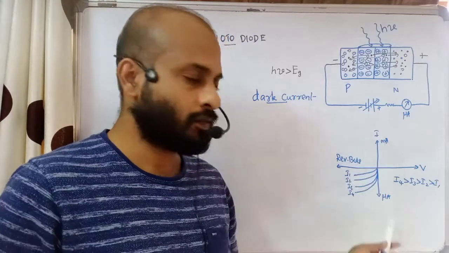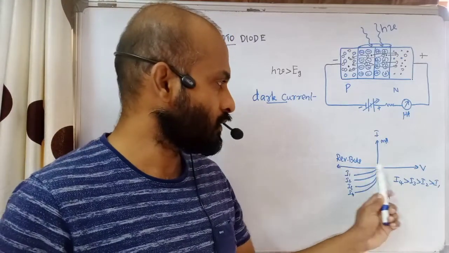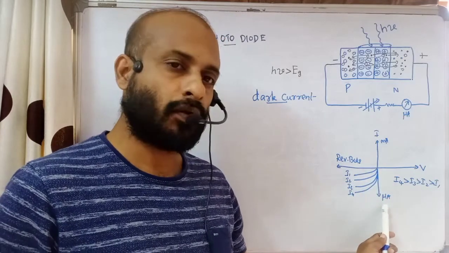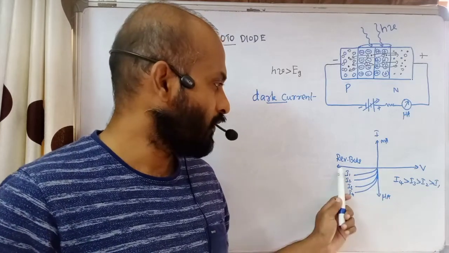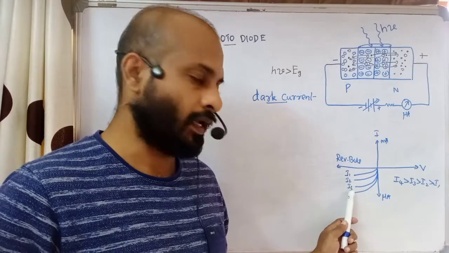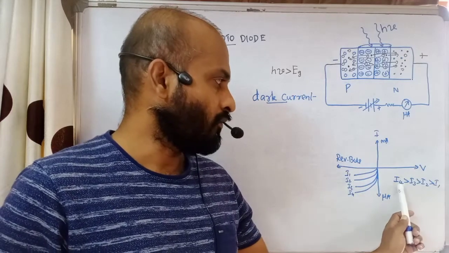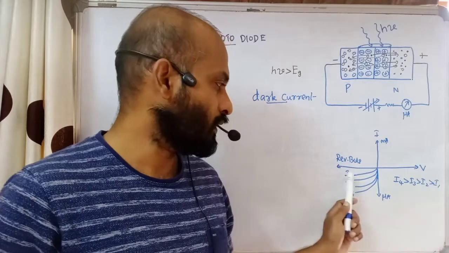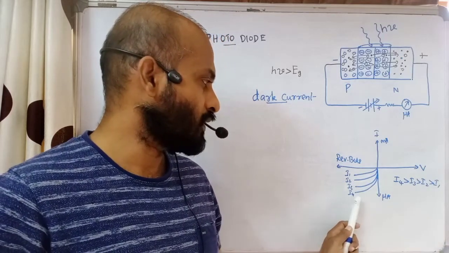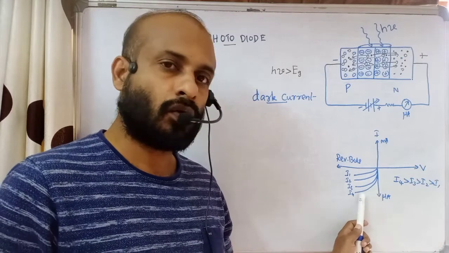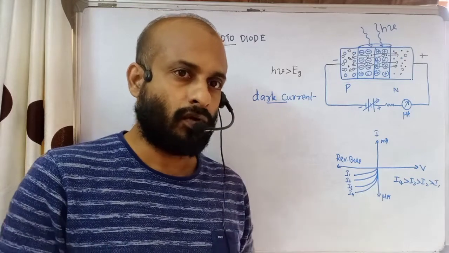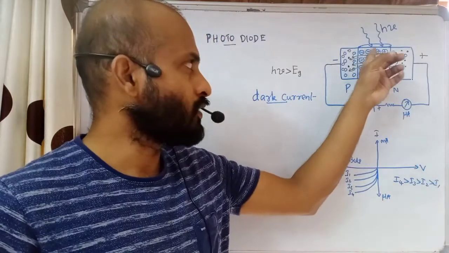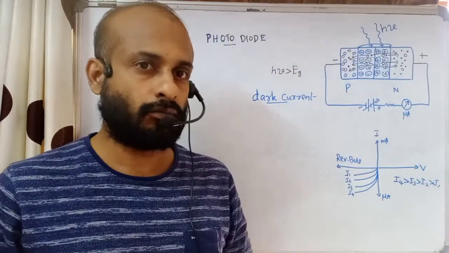Now we will see the VI characteristics. This is the voltage, the applied reverse bias voltage, and this is the current in the microampere region. You can see these are the different intensities of light. I4 has the largest value and I1 has the least value. Now we can see that whenever the intensity of light increases, the magnitude of photocurrent also increases. So when light of more intensity falls on the junction region, more current will be produced.